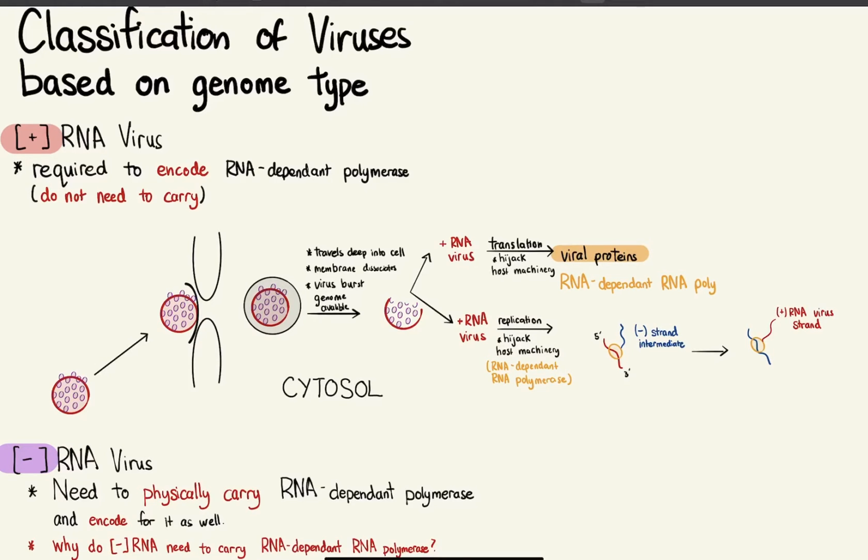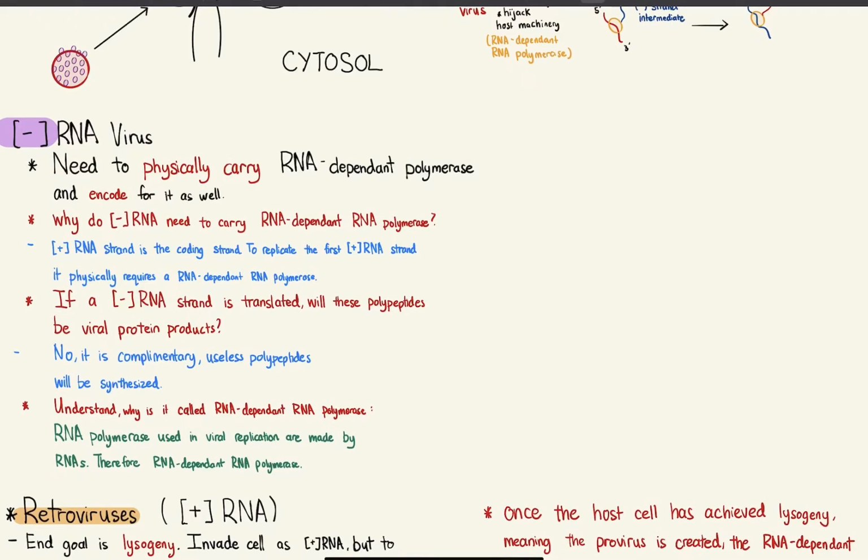Now, getting on to the negative strand. If it's a negative strand, it's the intermediate strand of the positive strand. That means it doesn't have the ability to produce the viral proteins. The only way it can do that is by being transcribed to its positive RNA virus strand, which is its complementary.